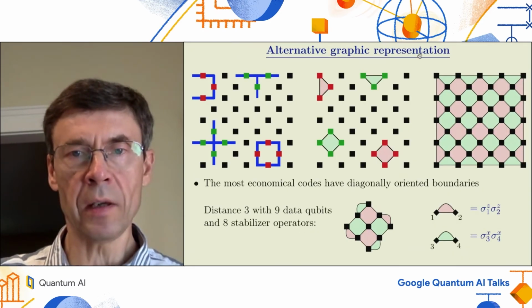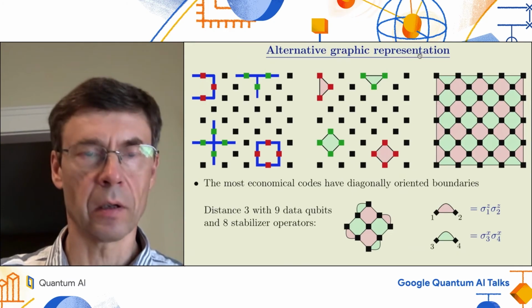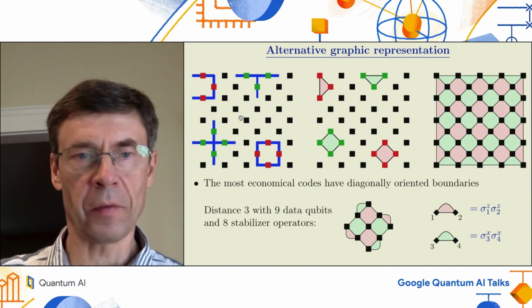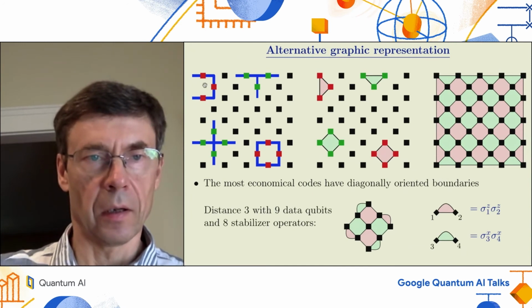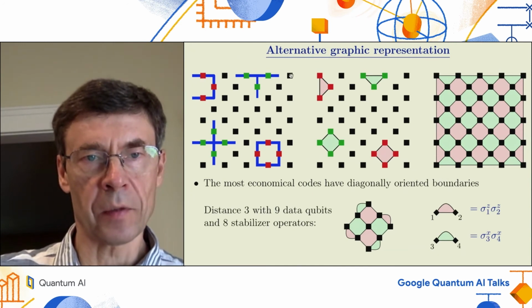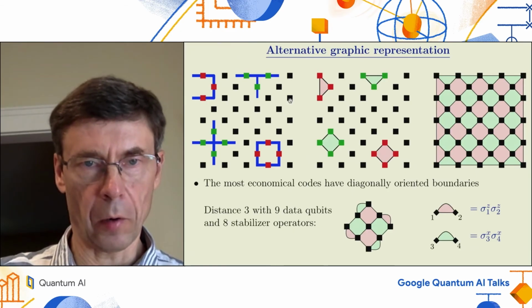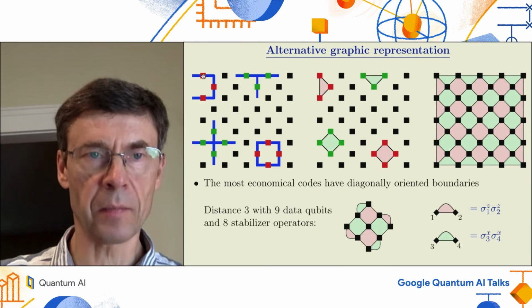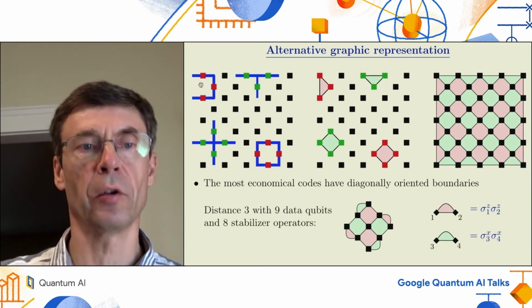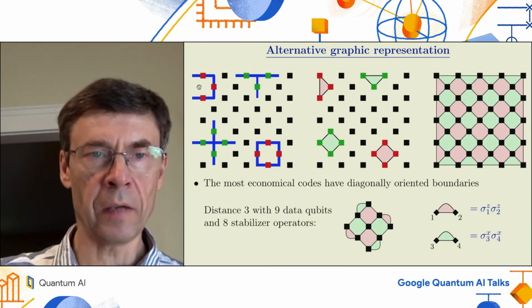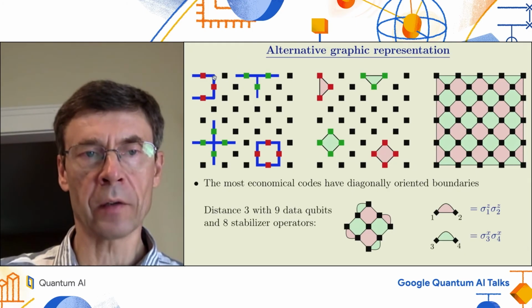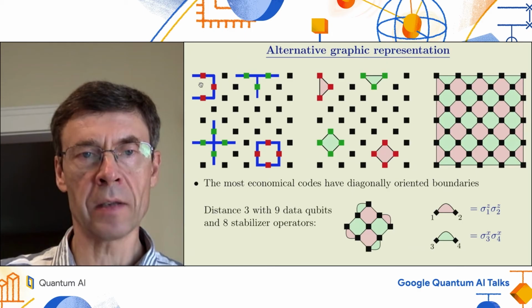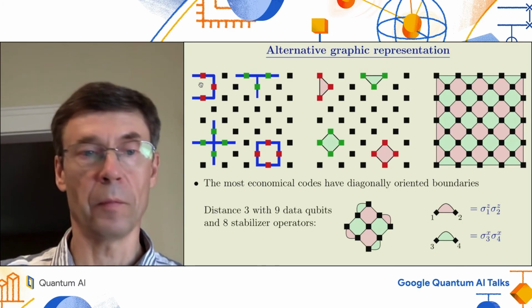In the paper, you'll see a different graphic representation. Let me explain it. It's very simple, although the picture looks completely different. The qubits are represented by boxes, by squares. And stabilizer operators are just sets of qubits. In the left picture, we mark them using blue lines, drawing the lines along the edges of the original graph.